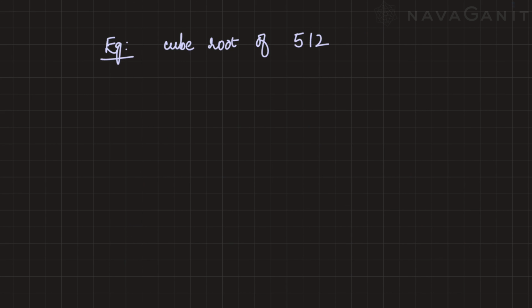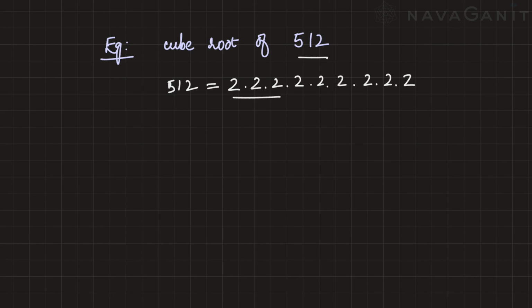An example. Say I need to find the cube root of 512. The first thing I do is break down this number into its prime factors. So 512 can be written as 2 multiplied by 2 multiplied by 2 multiplied by 2 multiplied by 2 multiplied by 2 and so on, and 2 is multiplied 9 times and we get 512.